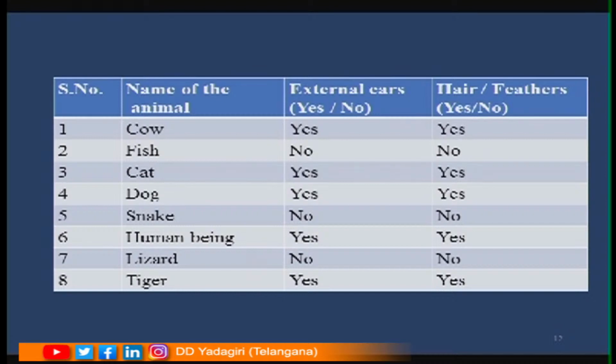Human beings, we the human beings, do we have ears? Yes. Do we have hair? Yes. Lizards don't have ears, they don't have hair, isn't it, children? Tigers have ears as well as hair. So, by seeing this tabular form, what can you conclude? You can conclude that the animals which have external ears also have epidermal hairs. Okay, children, have you seen the tabular form?